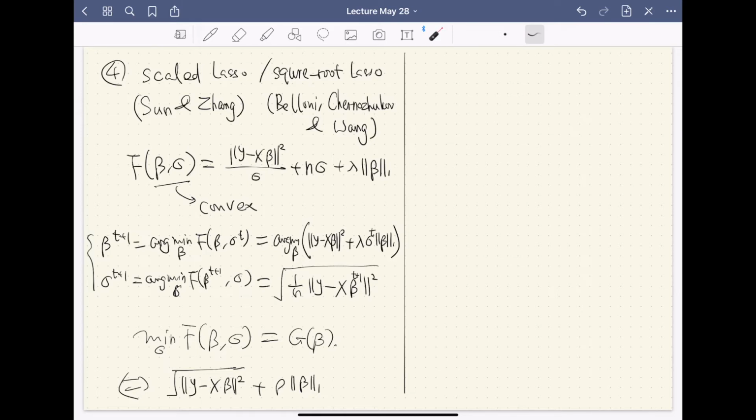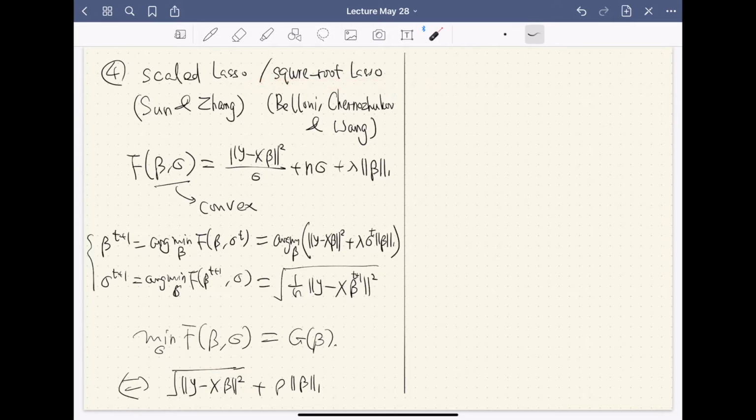So why is this true? Well, if you optimize over sigma, then sigma takes this form, right? You're plugging this form into the original objective function, right? So this is the L2 norm squared. So it's going to give you the square root of the L2 norm squared, which is the L2 norm, right? That's why it's called square root lasso, right?